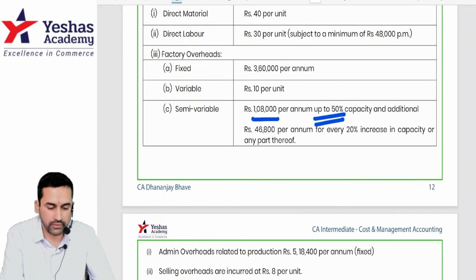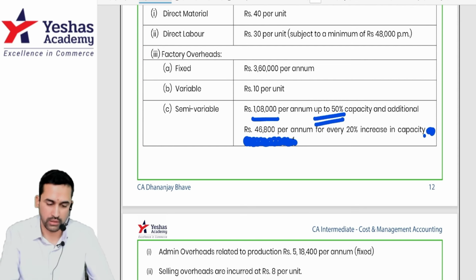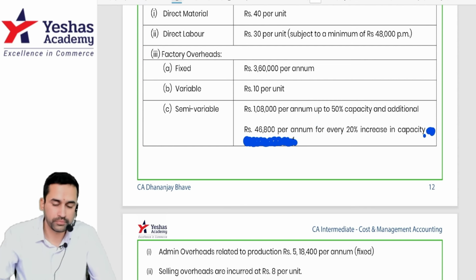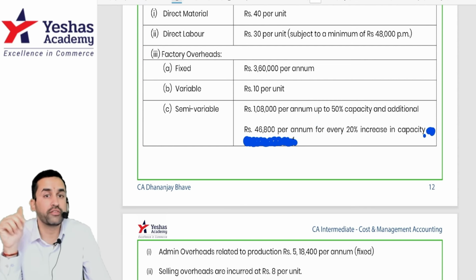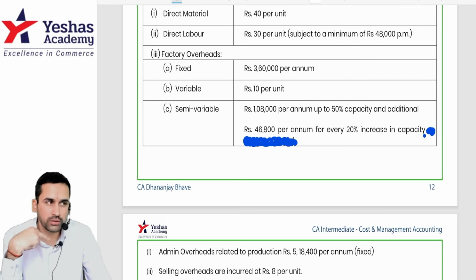What if they don't give this part? Full stop. Answer no. What to do? Now I am at 51%. Answer 108,000. Then what?